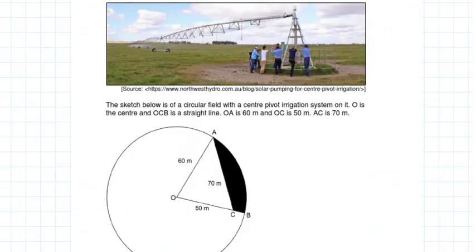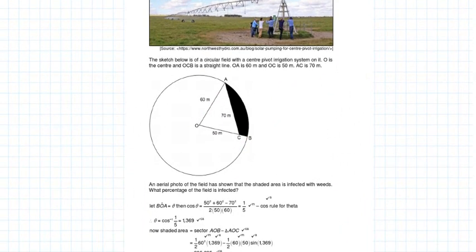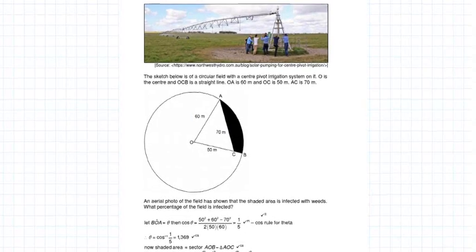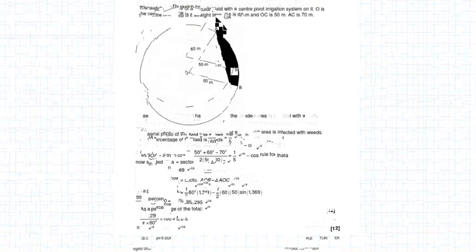Okay, now it looks like an application question here. There's a story they are telling us. We can pause and read whatever. The distances are 50, 60, 70. Radius is 60, so CB is 10. Anyway, it looks like what percentage of the field is infected. So we will find the shaded area and divide by the whole area, isn't it?